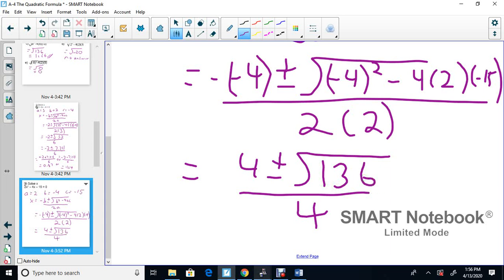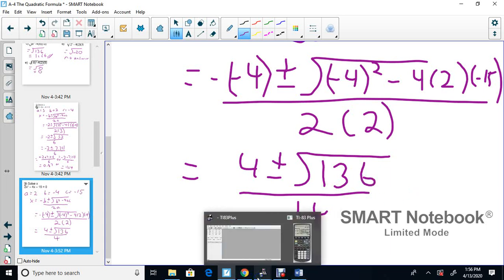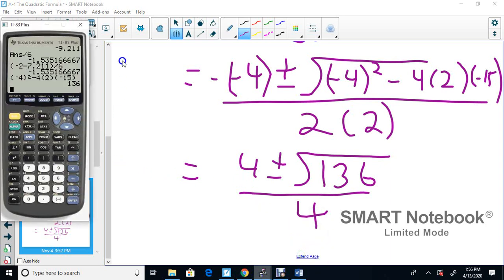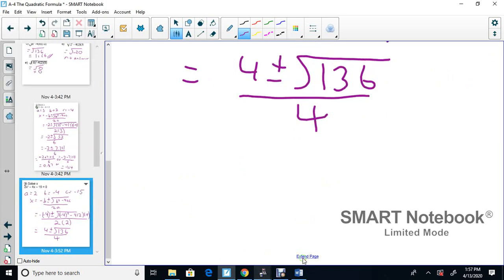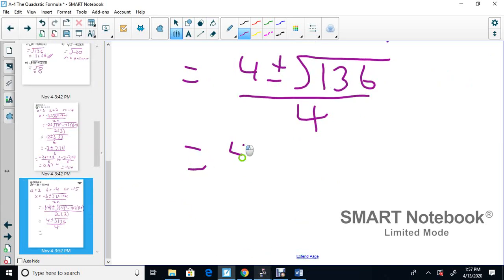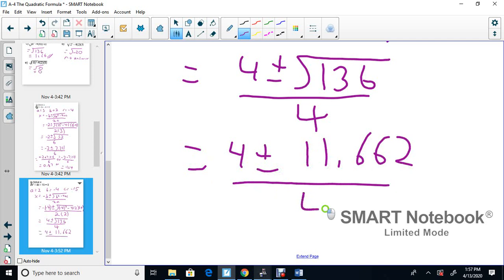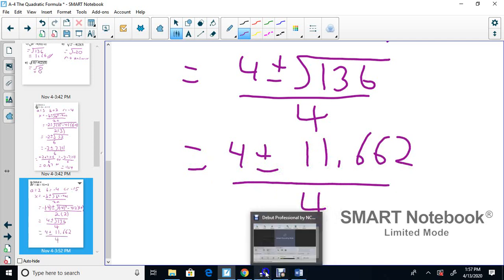Okay, now we're going to take the square root of 136. Okay, so we go over here. We're going to square root that. So we're going to go to our square root key. 136. Close the bracket, hit enter, and you get 11.662. So I'll extend the page here. 11.662. So you go 4 plus or minus 11.662 all over 4. Okay, just want to make sure I copied that down correctly.